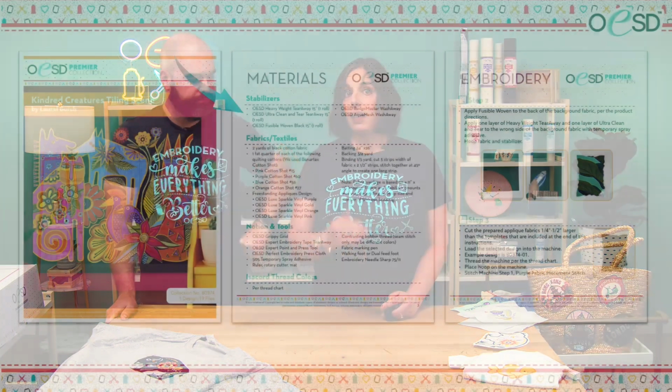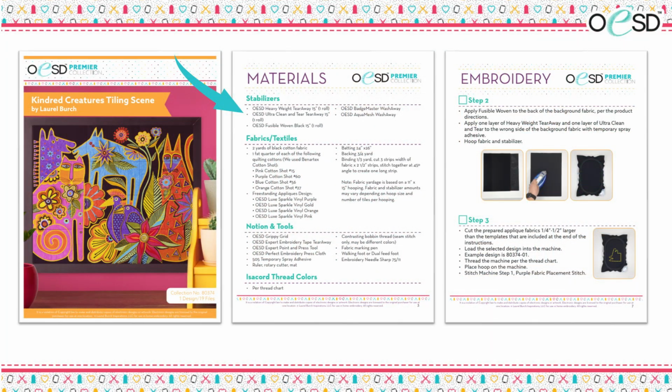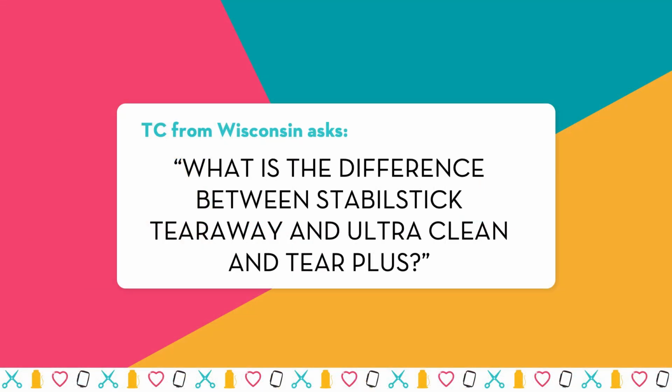So, the answer, Diane, for what stabilizer do I use on tiling scenes is take a look at the PDF that comes with your tiling scene. And if you can't find that PDF, you can access it on the website, and it's going to tell you exactly what you need. But here's an example of what the step-by-step instructions look like. You can see you have the materials, it tells you the fabric, it tells you the thread, and then literally pictures of how to get through it.